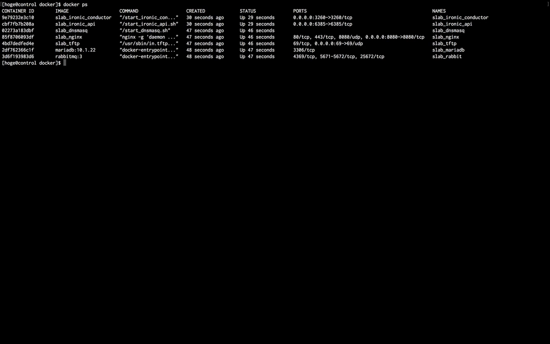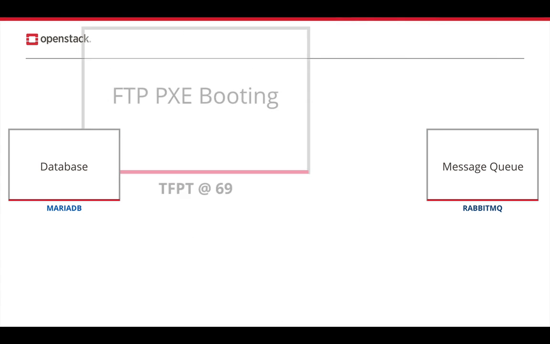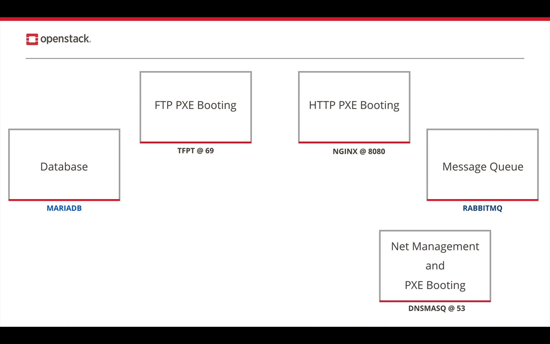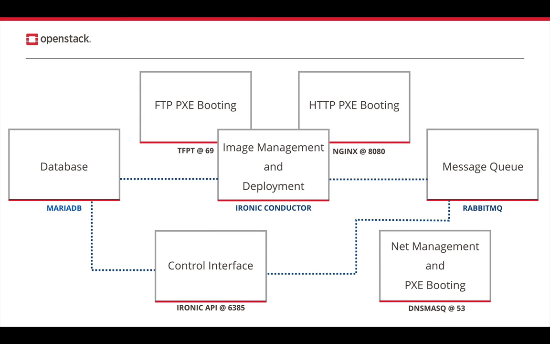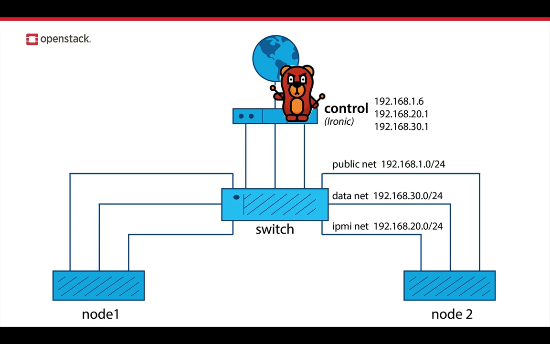And if you do a Docker PS, you can see all of your containers running. And what we've installed with this script is a message queue backed by RabbitMQ, a database that's backed by MariaDB. These are private services. A publicly available FTP server, Nginx running as an HTTP server. These are both for PXE booting. Dnsmasq for managing our network, a control interface, which is the Ironic API, and then the Ironic conductor, which handles the image management and deployment and is connected to the database and the message queue. And with this, we've installed Ironic on top of our control node.